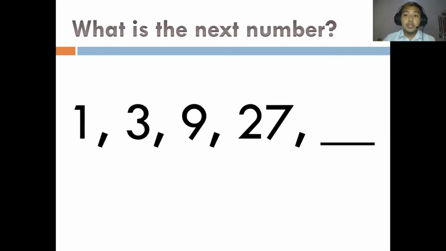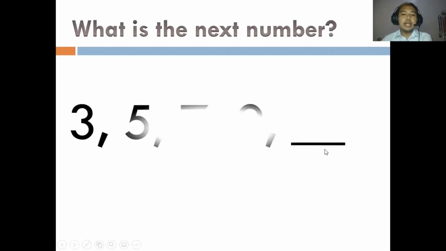So it is really times 3. 1 times 3, 3. 3 times 3, 9. 9 times 3, 27. So therefore, the next one is 27 times 3. 27 times 3 is equal to how much? It's a big number: 81. So the answer is 81. So the next number here is 81. Next.